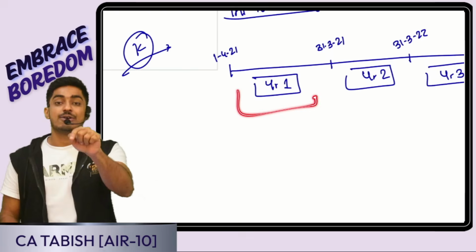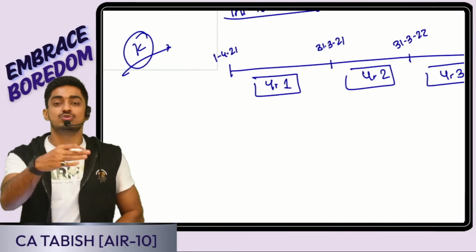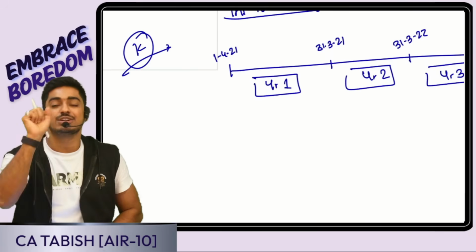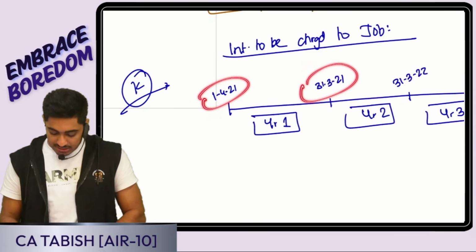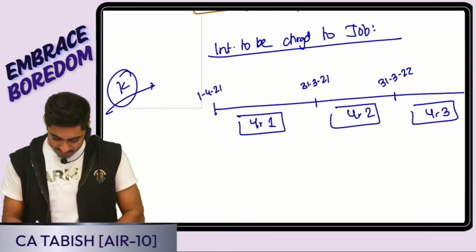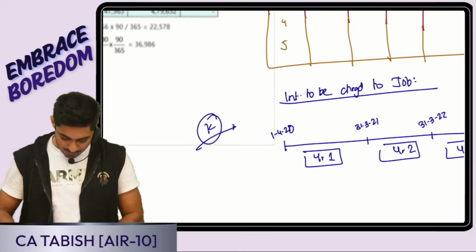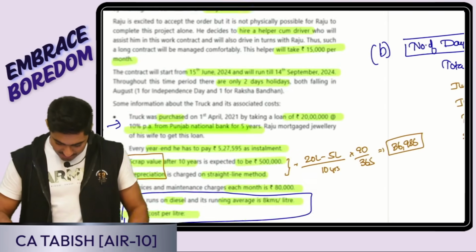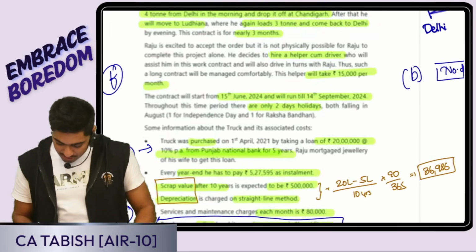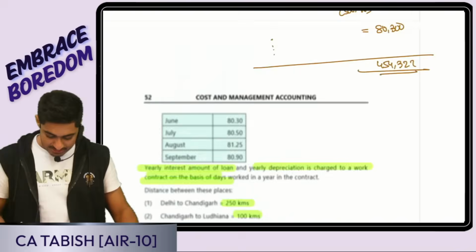Tell me, when is our contract happening? In the months of June, July, August, September 2024. Yes or no? So 1st April 2021 to 31st March. Sorry, this is 1st April 2020, I guess, if I'm not wrong. Let me see it again. When did I purchase? No, 1st April 2021 I have purchased. Okay, fine.